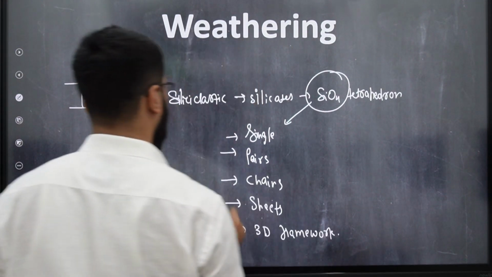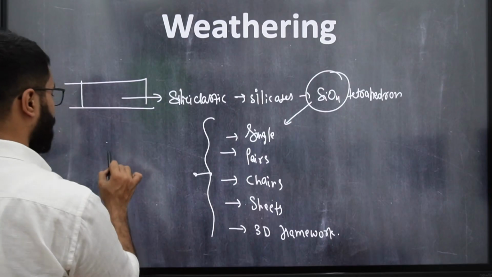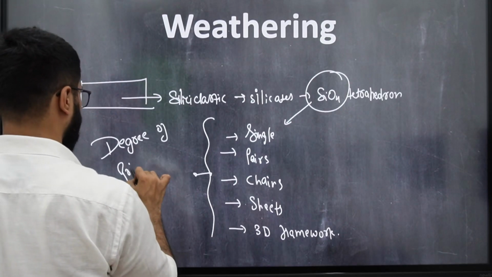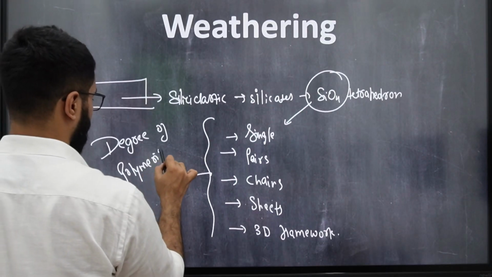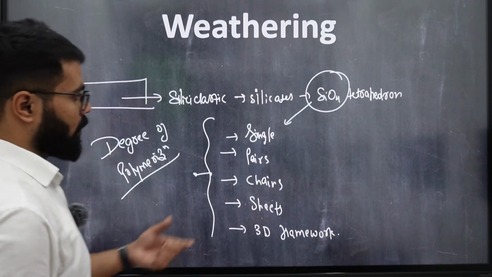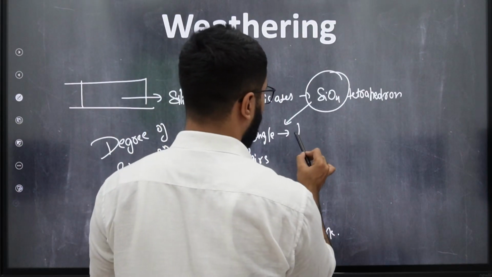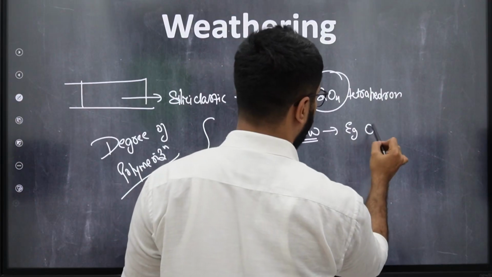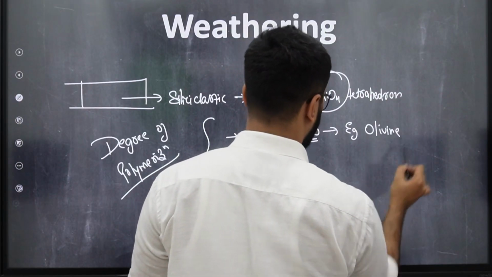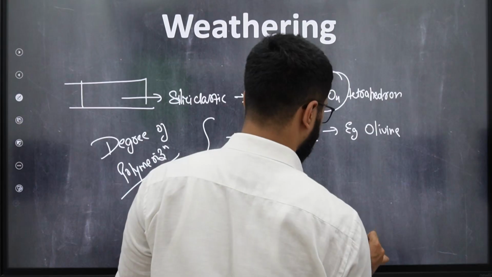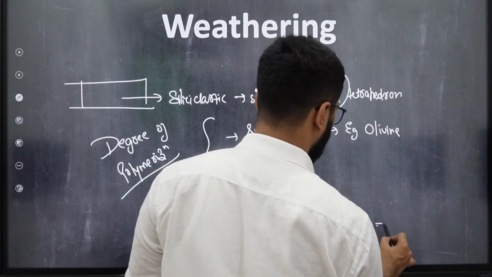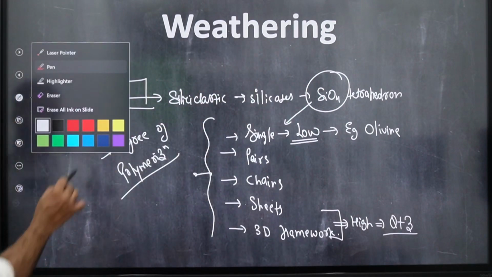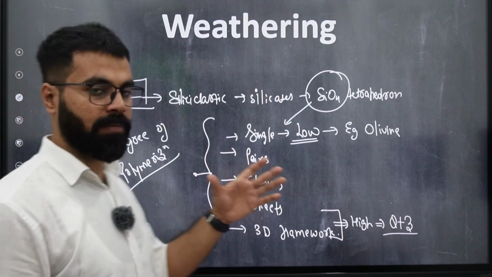3D framework. This is what is known as degree of polymerization. Existing single, it means we have a lower degree of polymerization. Example is olivine. If it is existing like this, it means it has a higher degree of polymerization. Example is quartz.